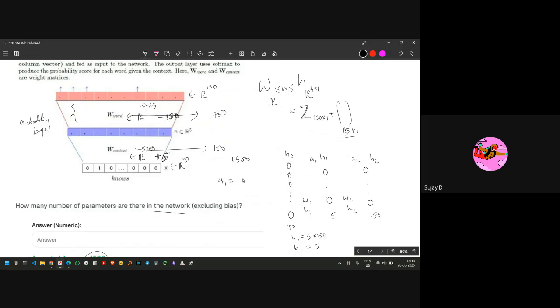How to write A1? A1 is equal to W1 H0 plus B1, right? Feed forward neural network. Are you able to follow this? Yes. And H1 is the activation. Similarly for A2, W2 H1 plus B2. What is the dimension of W2? 150 into 5. B2 is 150, if it is including the bias.